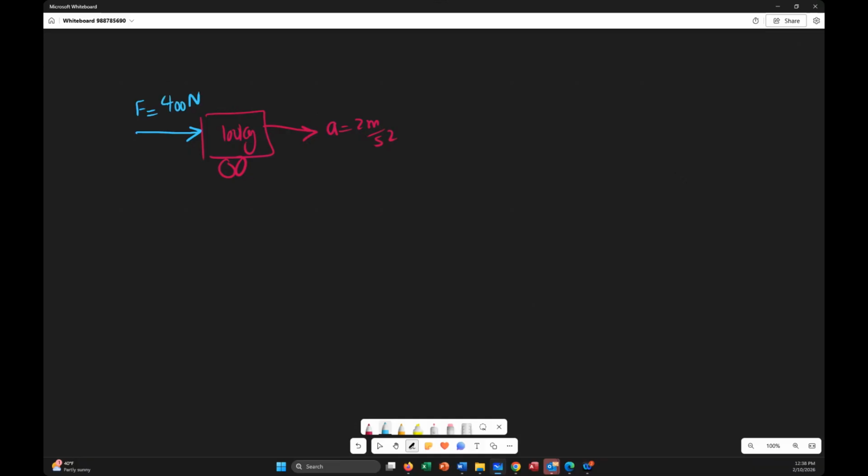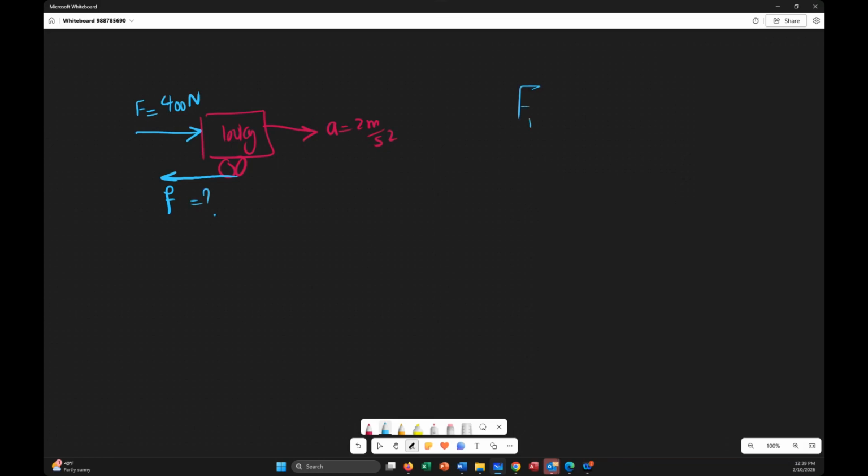But there is a force, friction, which is opposing the movement. Good. And I ask you, these two forces combined together cause the car to accelerate at 2 meters per second squared. Good. And the question is, find the friction. How can I find it?